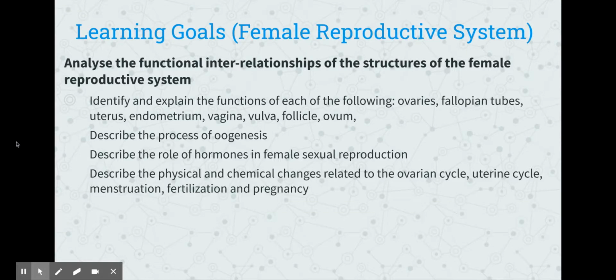The next topic in the reproductive system is looking at the female anatomy. For this topic, you should be able to identify and explain the function of ovaries, fallopian tubes, the uterus, the endometrium, vagina, vulva, follicle, ovum. Be able to describe the process of oogenesis, which is formation of eggs, describe the role of hormones in female sexual reproduction, and describe the physical and chemical changes related to the ovarian cycle, the uterine cycle, menstruation, fertilization, and pregnancy. There's a bit more detail in the female hormone section, so that's probably the big piece you'll spend time working on this unit.